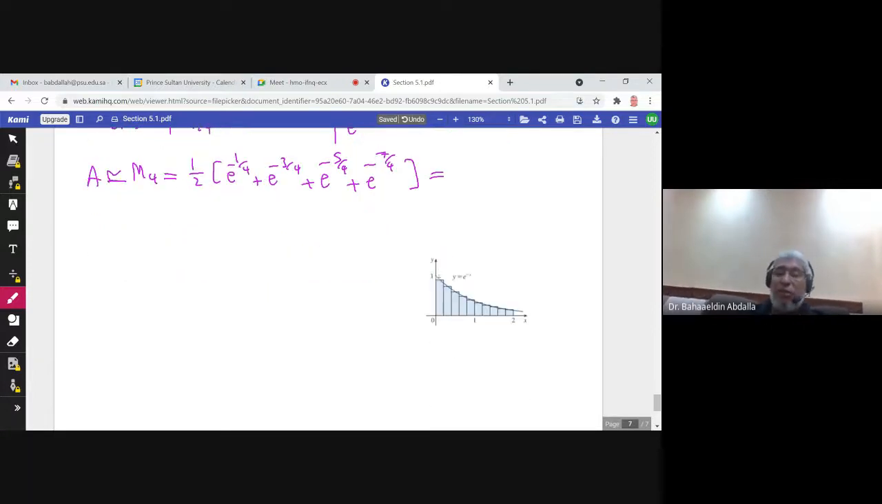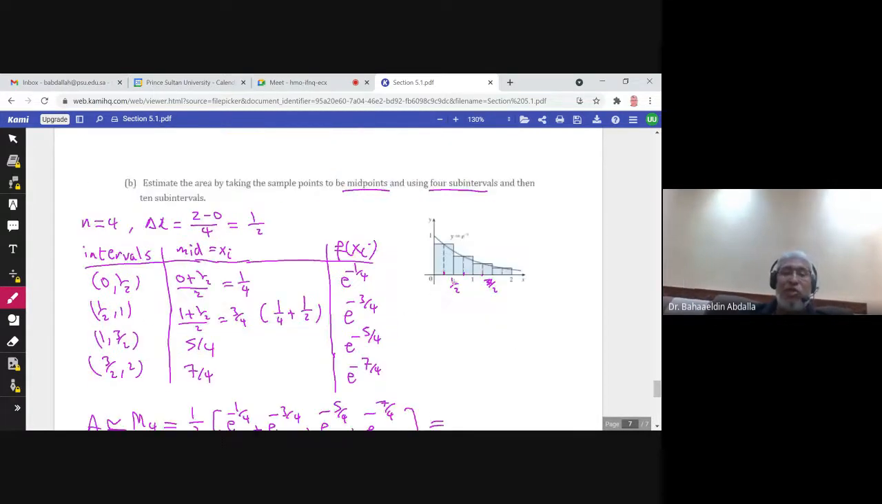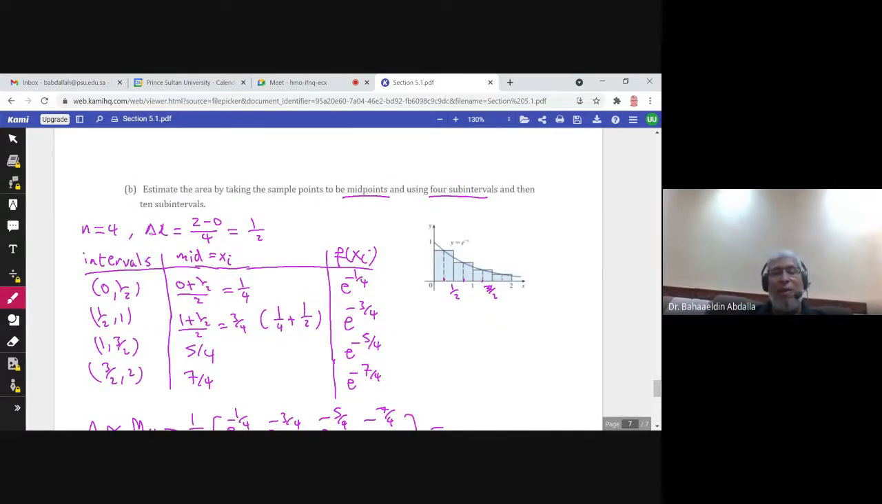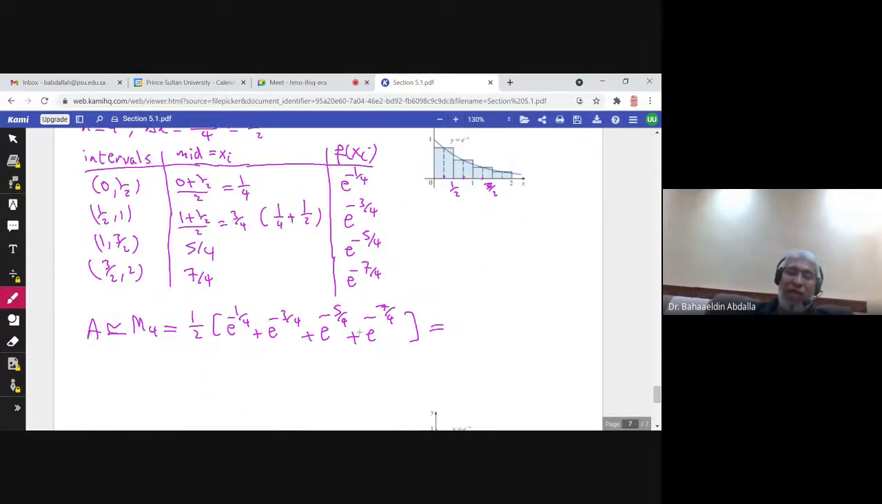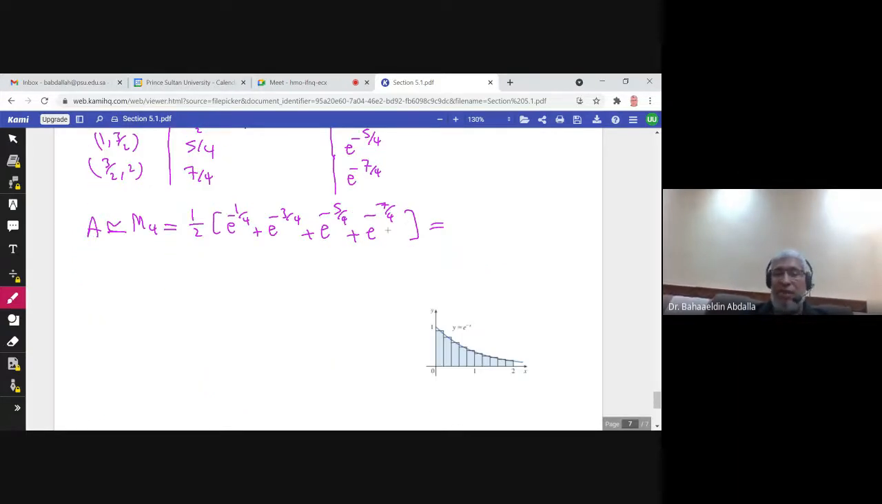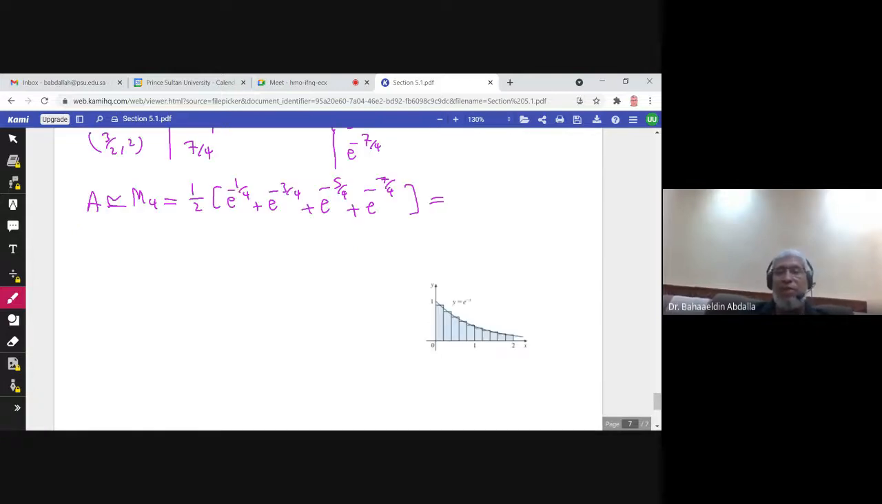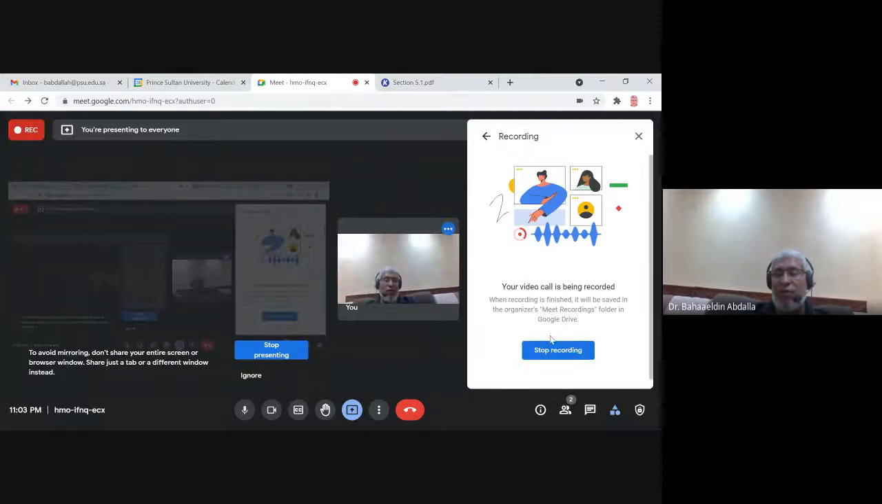You can try using 10 rectangles. You will find a better approximation than this if you use 10 rectangles. Just do the same. Here divide by 10 and you will have 10 intervals. Find the midpoint of each one, the height of each rectangle, and then write the area. This is the end of this section. I hope it's clear.